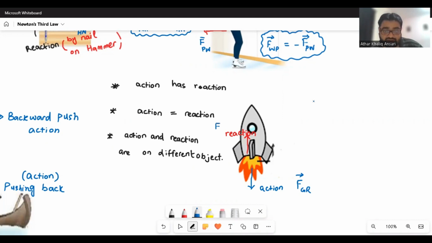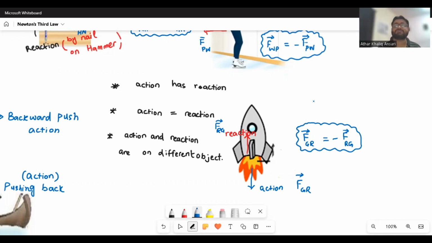F_RG. And mathematically, if I try to develop the equation, I can say F_GR, that is the action of the rocket on the gases, will be equal but opposite to the force of gases on the rocket, and it is in the opposite direction, and it is making the rocket propel in the air. So that was all about our lesson of Newton's third law.